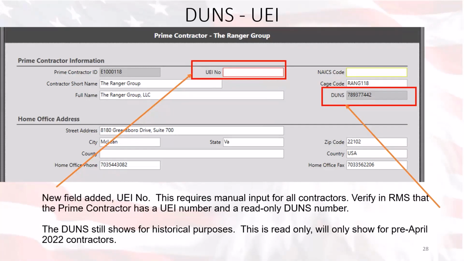The new field added is the UEI number. This requires manual input for all contractors. You can verify in RMS that the prime contractor has a UEI number and a read-only DUNS number. The DUNS will only show for historical purposes. So this is a read-only field, and it will only show for pre-April 2022 contracts. If it's a brand new contract that's been awarded, that particular contract will not have a DUNS associated with it, due to the fact that the DUNS field is not editable.